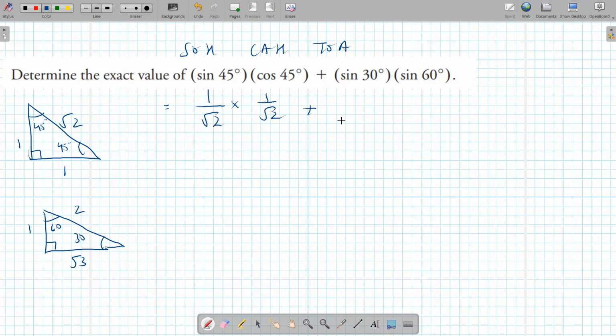It's 1 over 2. Yep. What is sine of 60? Square root of 3 over 2. Yeah. 1 times 1 on the numerator is still a 1. What's root 2 times root 2? Is it root 4? Yeah, it is, which is a 2.